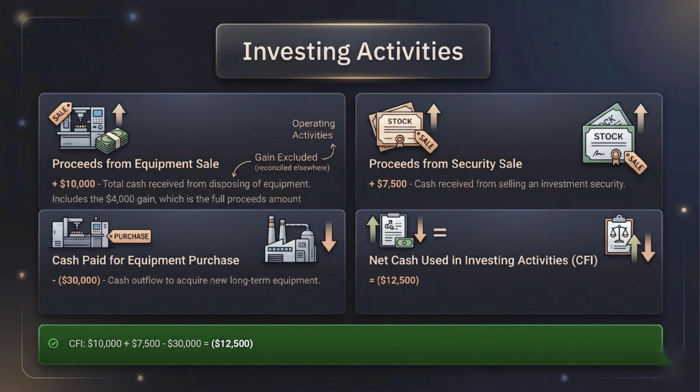Notice that the full $10,000 of equipment sale proceeds is reported here, not just the $4,000 gain. The gain is an income statement effect and will be removed in the indirect reconciliation. Cash proceeds go to investing. Gain or loss adjustment goes to operating reconciliation. If we mix those two ideas, the statement may double count. And double counting is one of those accounting mistakes that quietly waits until review time to embarrass everyone.